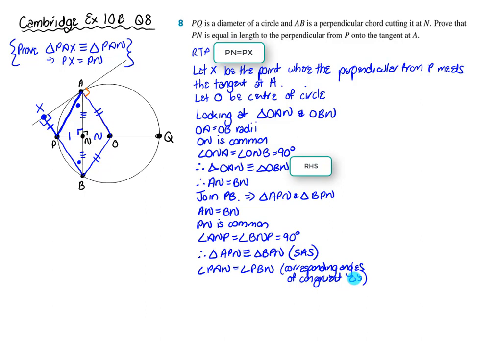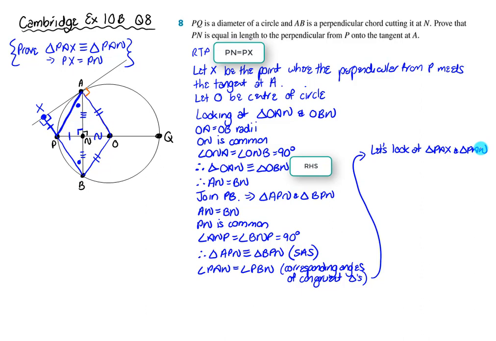Okay, so now can we look at the triangles that we want to look at? I'm running out of room. So let's look at triangle PAX and triangle PAN. So the ones we're trying to prove are congruent.